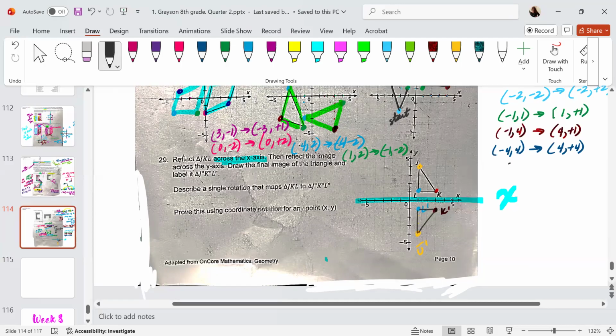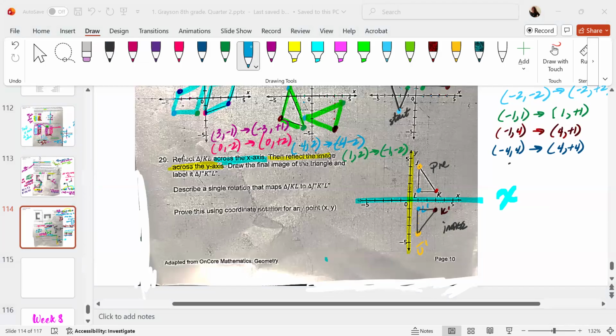Okay, there we go. That's what we have, correct? Okay, what's the second step? Then reflect the image across the y-axis. Okay, we're going to reflect the prime, right? The image across, not the pre-image, the image. So it's also important that you label this. This is pre. This is the image, correct? Okay, so let's flip it over. So that blue is now over here, and you're going to label it L double prime.